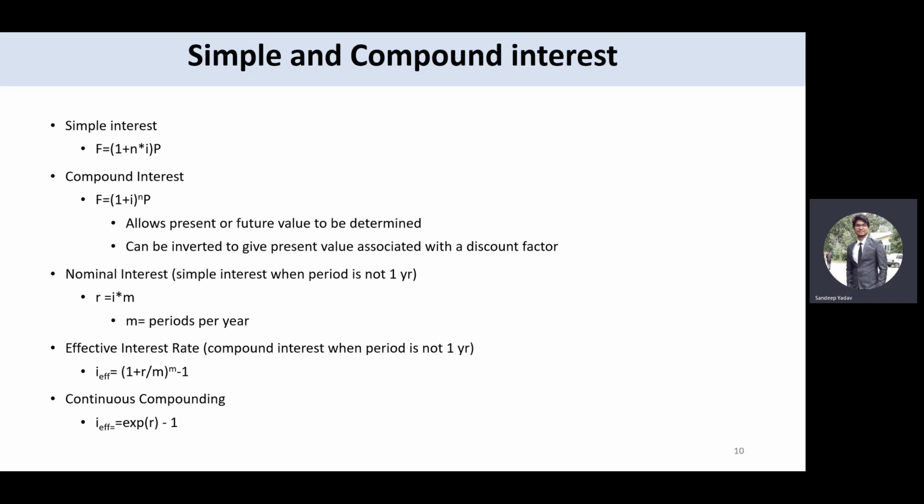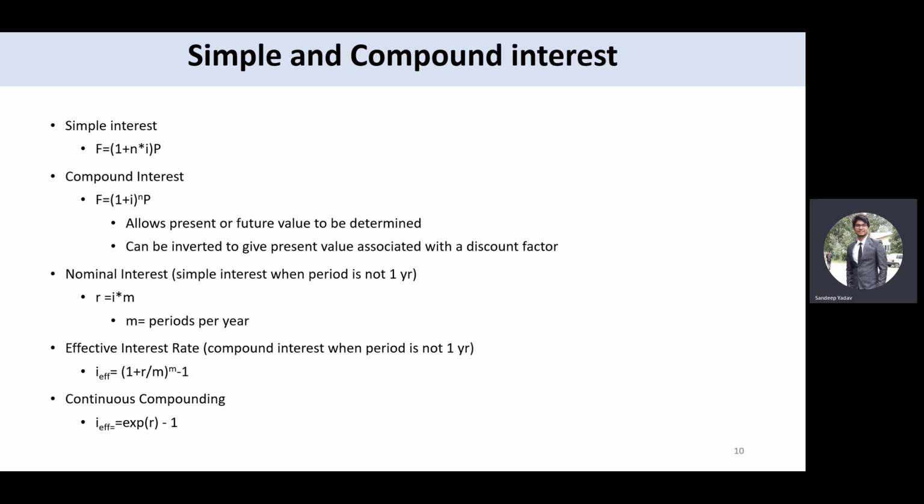If we look at the formula for simple interest, it will be (1 + ni) × P, and for compound interest, the formula will be (1 + i)^n × P. Compound interest allows present or future values to be determined, and it can be inverted to give the present value associated with the discount factor. If we have a discount factor, then from the future value we can get the present value.